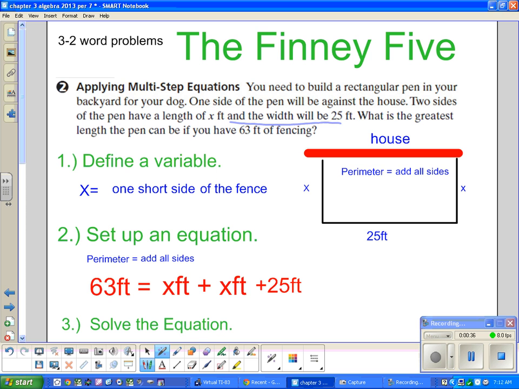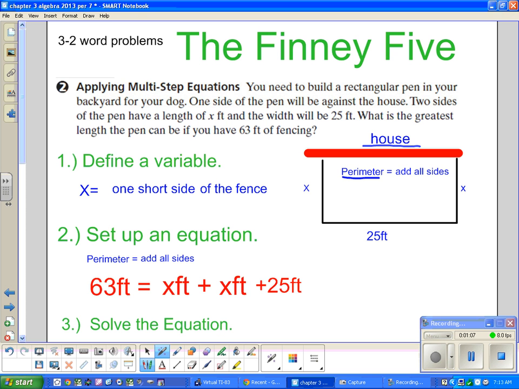Okay, we're going to use the Finney 5, so we're going to define the variable, and they've defined the variable as the length of the pen. So one short side of the fence is what I called it. I drew a picture over here. We have two short sides of the fence, and we have the longer side of the fence. In this problem, they say x is the length, and that's fine. Notice we have the house here, and the house is not part of the fence.